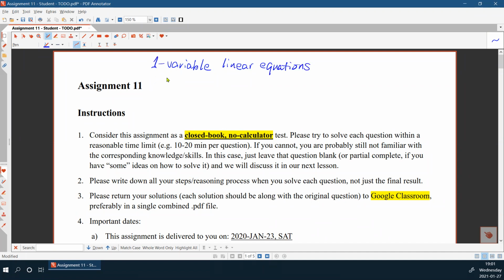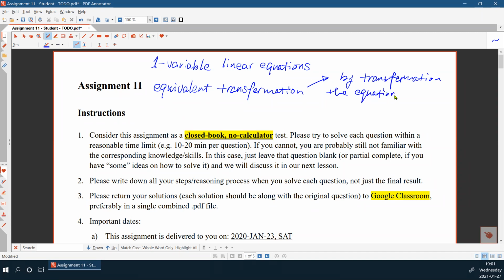To solve it, the technique we're going to use is called equivalent transformation. This means by transformation, the new equation has the same solutions compared to the original one, but is much easier to solve. Okay.